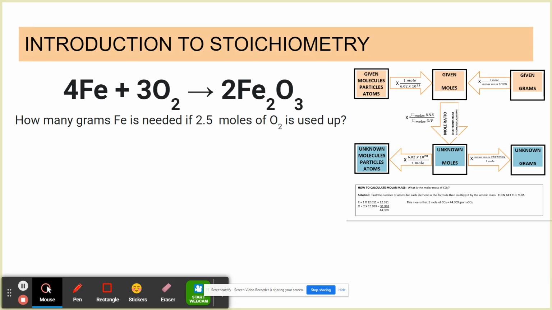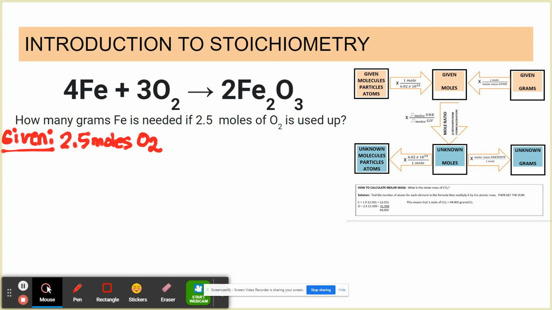The question is, how many grams of Fe is needed if 2.5 moles of O2 is used up? All right, same as always. Find your given. The given is super important, so find that given. The given is always the number in the problem. So in our case, it's 2.5 moles of O2.